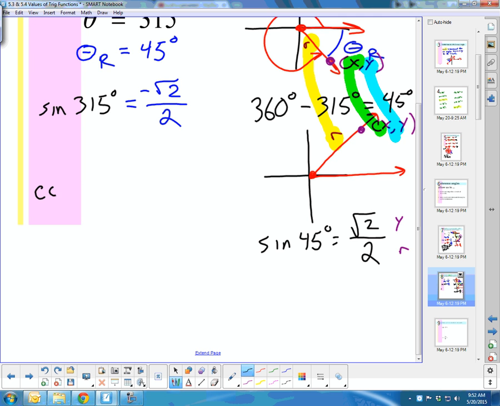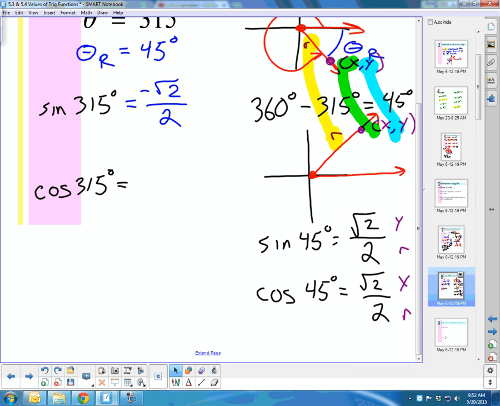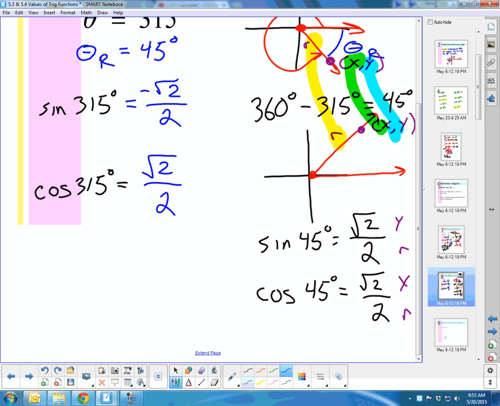Cosine of 315 degrees equals, well, I'm going to use cosine of 45 degrees to help me out. Cosine of 45 degrees is also root 2 over 2, being defined as x over r. We talked about when I reflect, the x's are actually going to stay the same. So that's going to stay the same as root 2. My radii stay the same, and that's going to be 2. So cosine of 315 degrees is root 2 over 2.